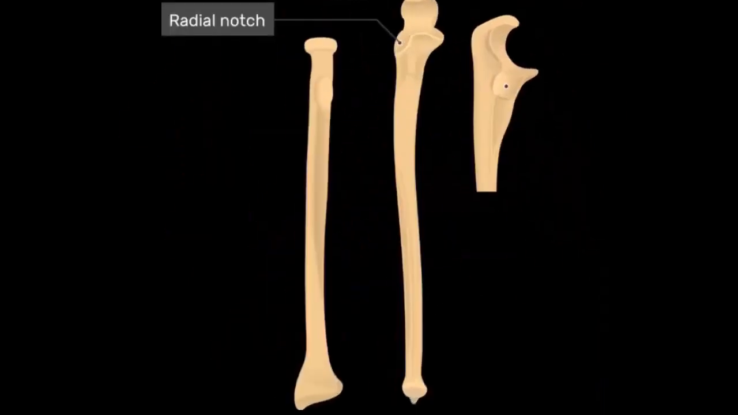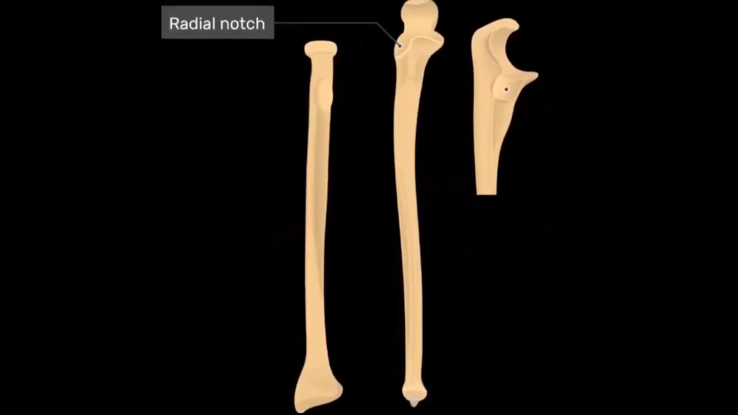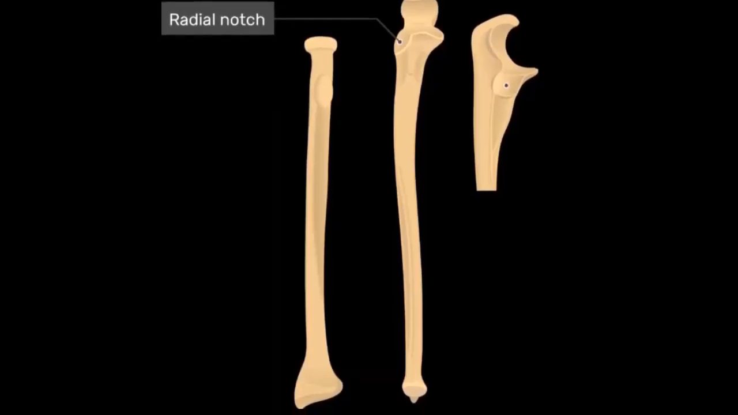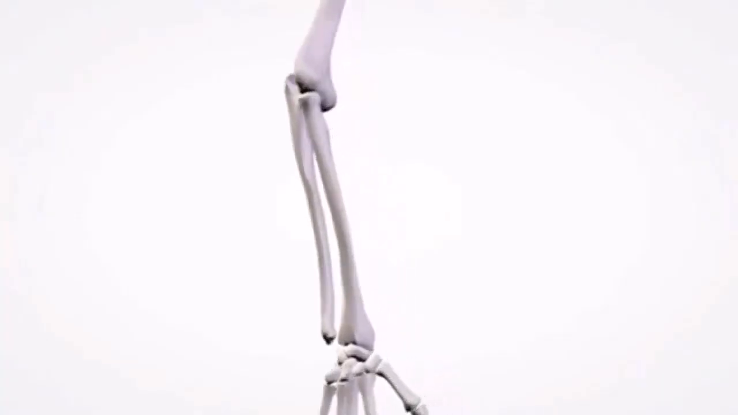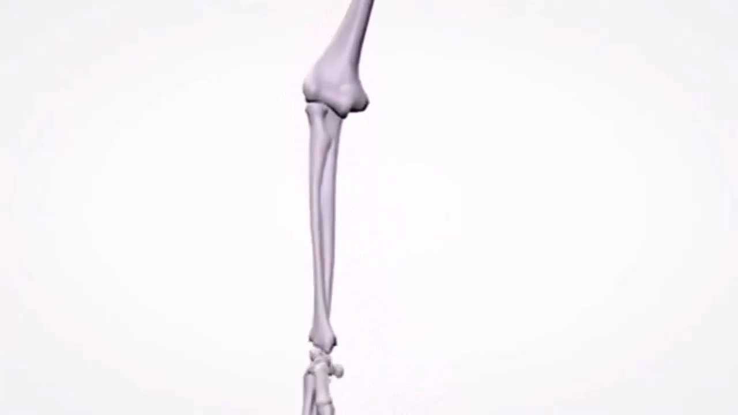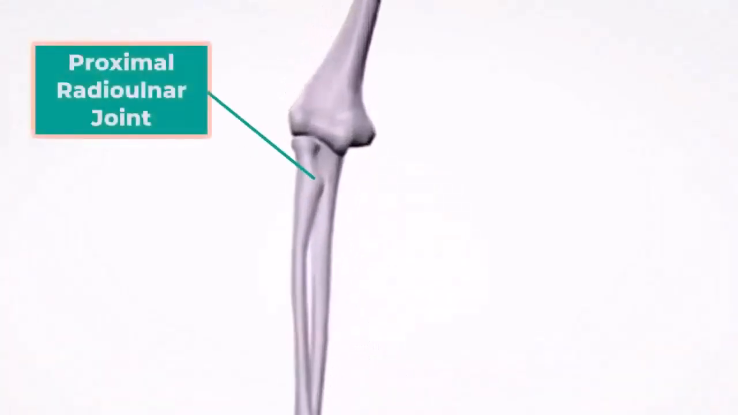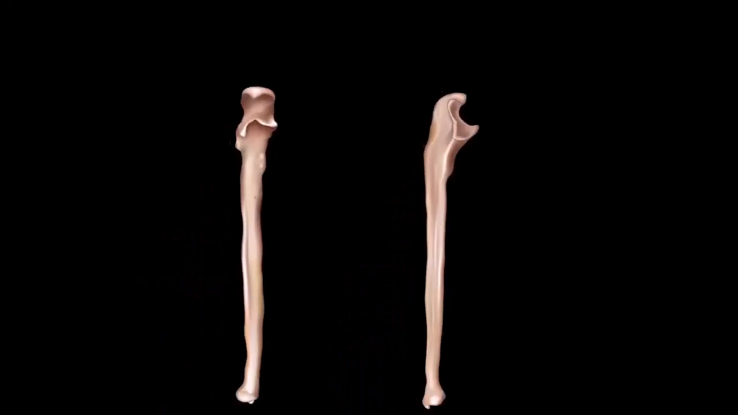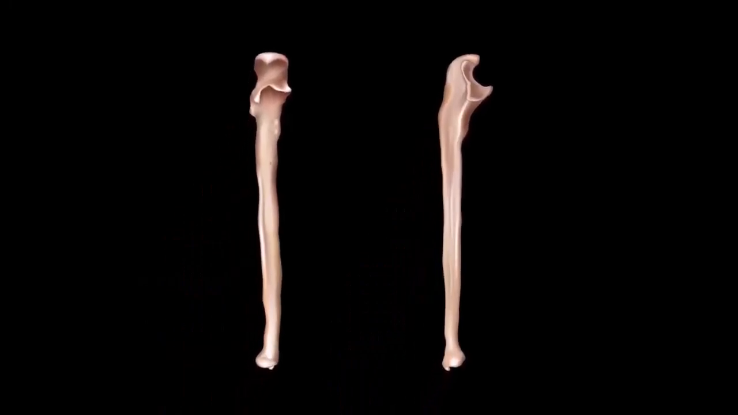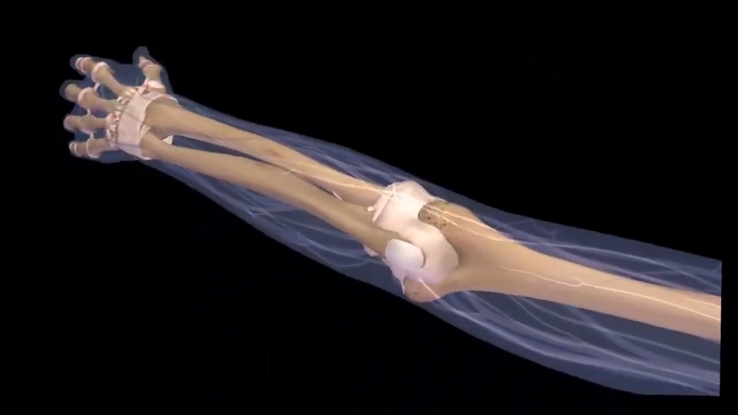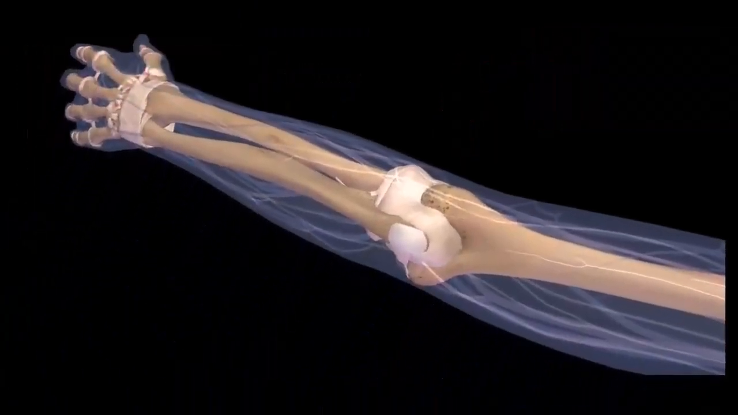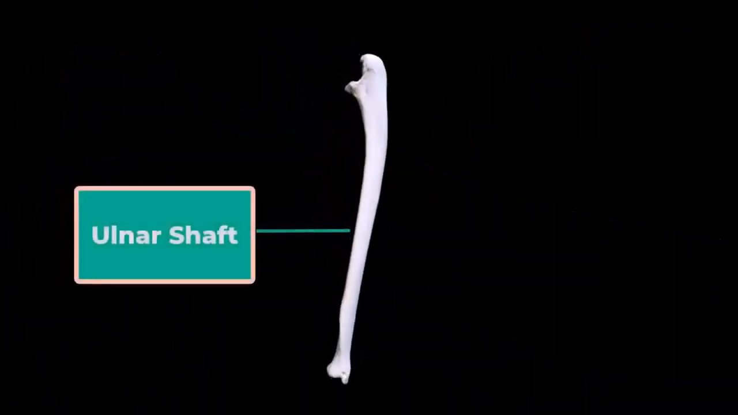To the lateral side is a small smooth area called the radial notch of the ulna. This area is the site of articulation between the proximal radius and the ulna, forming the proximal radioulnar joint. The posterior and superior portions of the proximal ulna make up the olecranon process, which forms the bony tip of the elbow. More distal is the shaft of the ulna.